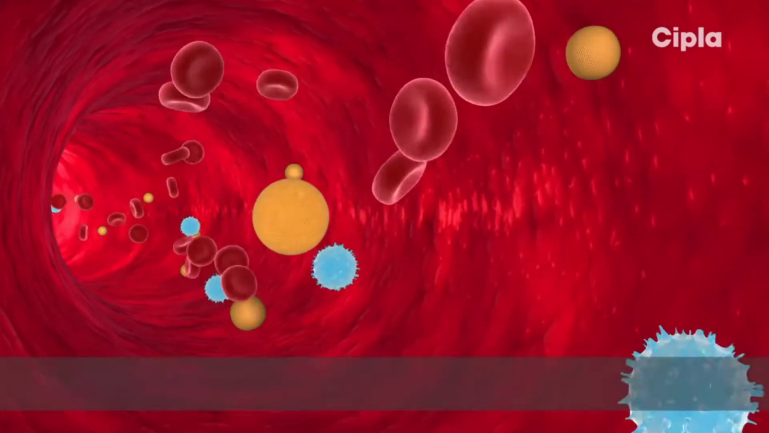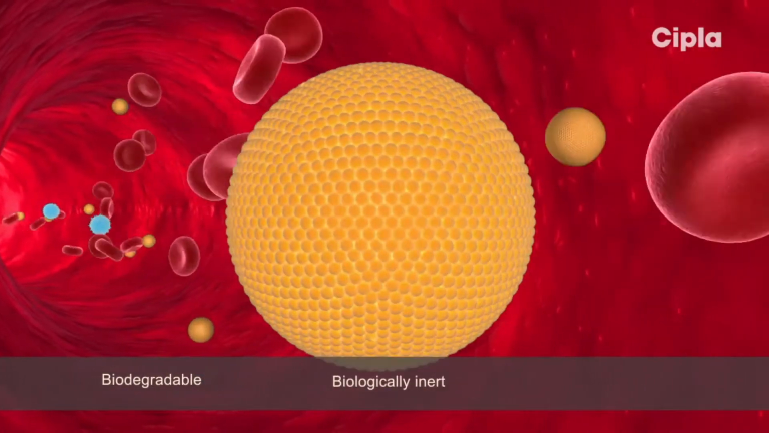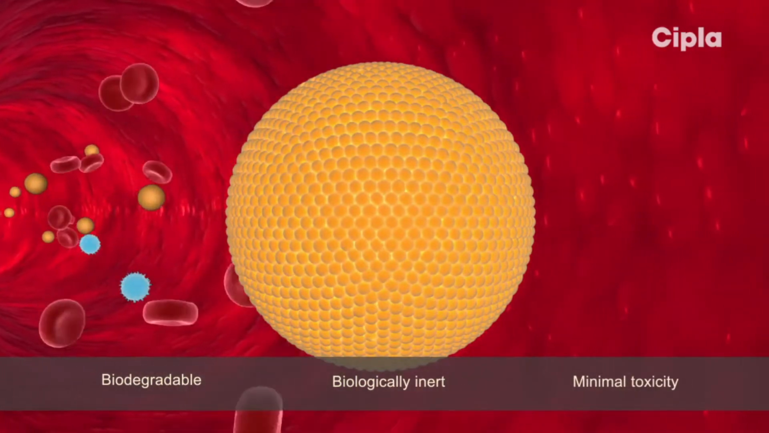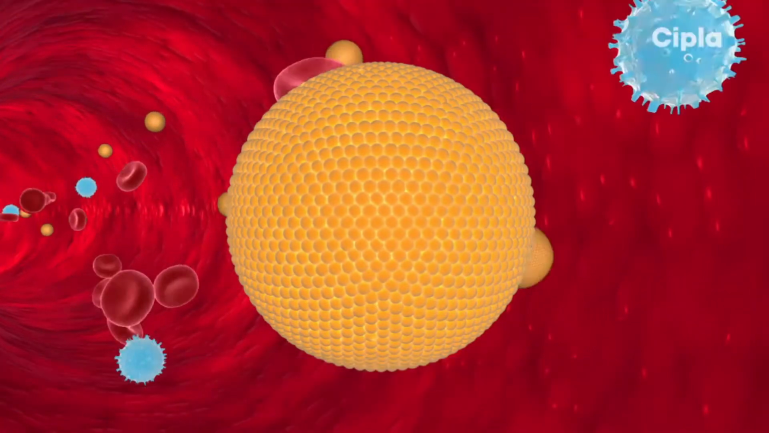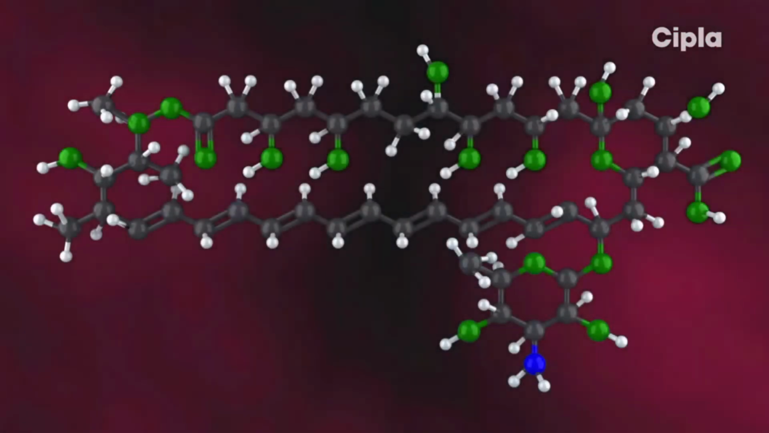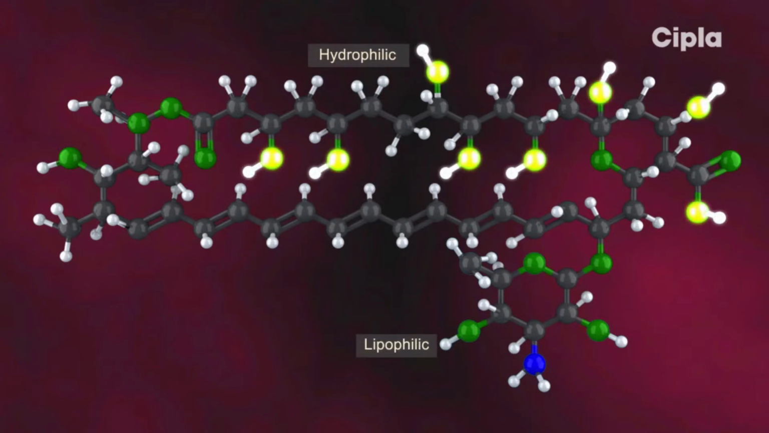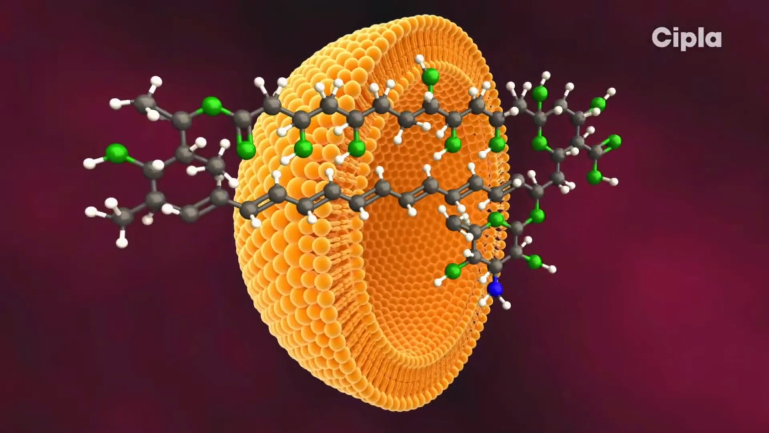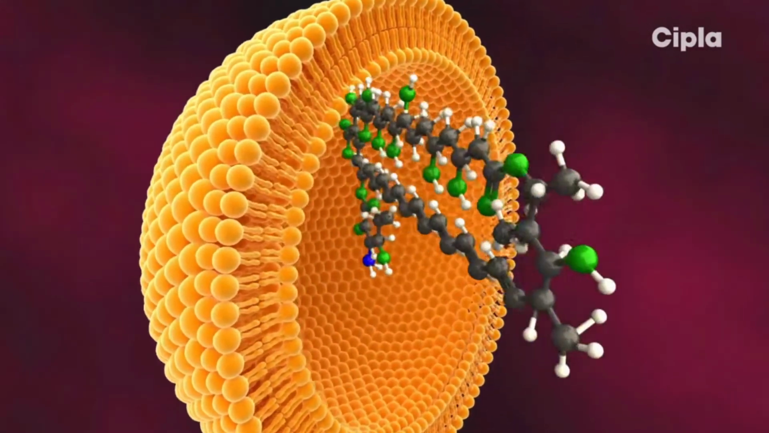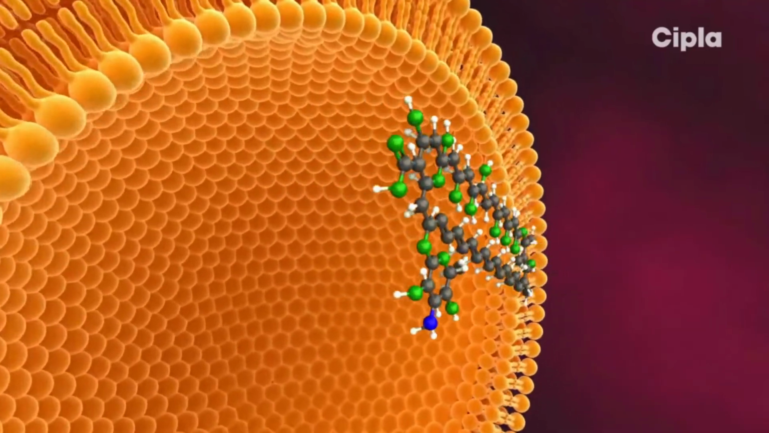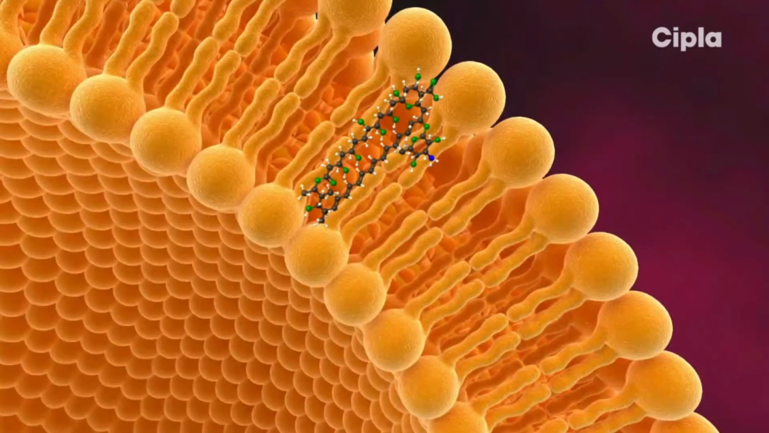Since liposomes are composed of natural lipids which are biodegradable and biologically inert, their toxicity is minimal. The amphotericin B molecule is a good candidate for liposome-based drug delivery because it has a useful duality. On one side, it has a polyhydroxyl chain which is hydrophilic, and on the other side, it has a polyene hydrocarbon chain which is lipophilic, which allows the amphotericin B molecule to be encapsulated between the double lipid layers of a liposome. However, creating a true liposomal preparation is expensive.